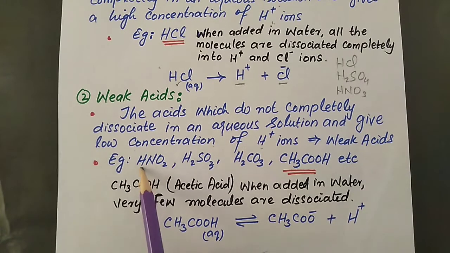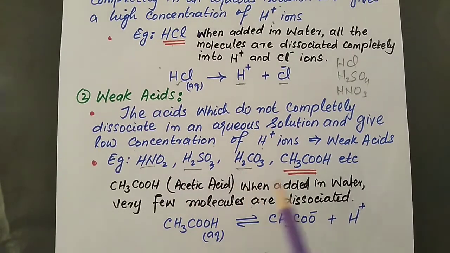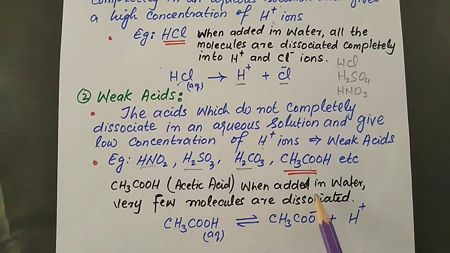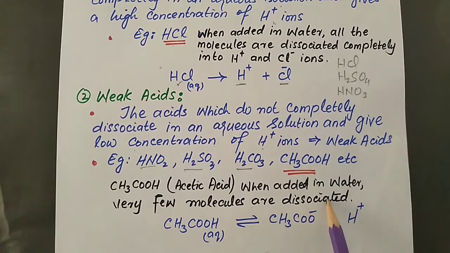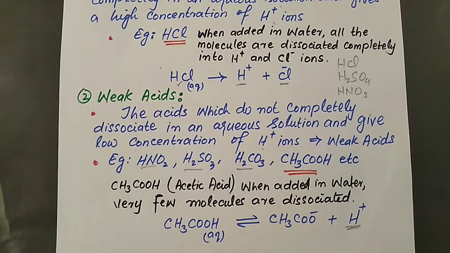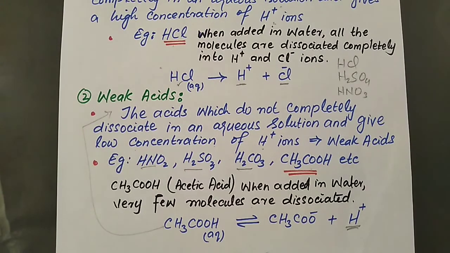For example, HNO2, H2SO3, H2CO3, CH3COOH. Now, this CH3COOH, acetic acid, when added in the water, very few molecules are dissociated and very few hydrogen ions are produced. That is why acetic acid is called a weak acid.